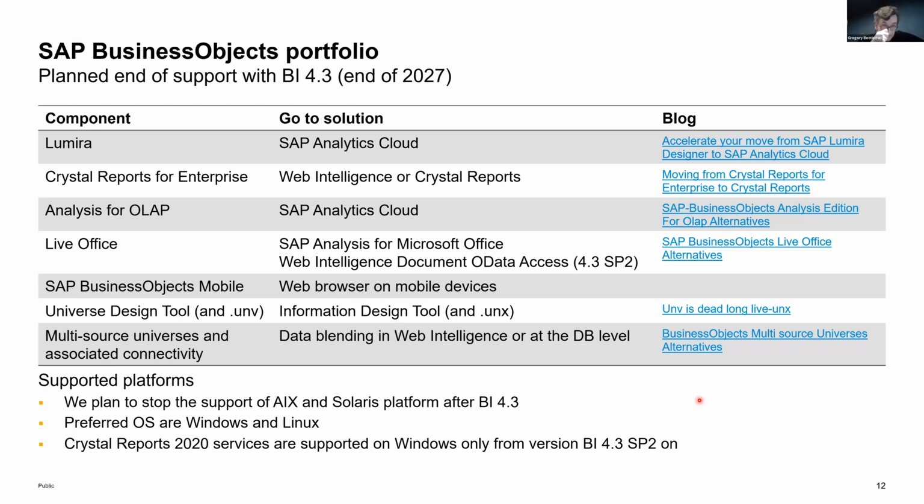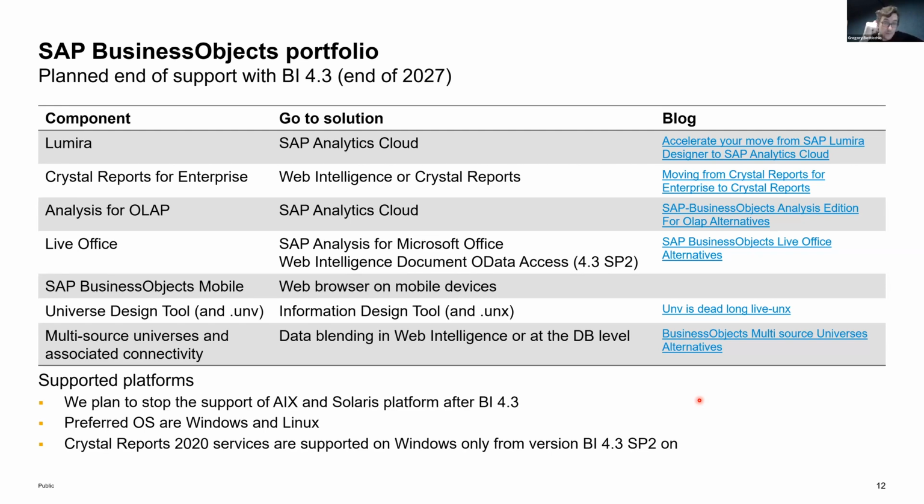And we propose alternatives. So for Lumira Discovery, SAP Analytics Cloud. For Crystal Report for Enterprise, we propose as a go-to solution Web Intelligence and Crystal Report Classic. For Analysis for All App, SAP Analytics Cloud. But for Analysis for All App, we may also have a solution via Web Intelligence, via something that I will mention in a few seconds. For Live Office, the OData URL, since BI 4.3 Service Pack 2. I will show you this in a demo in 10 minutes.